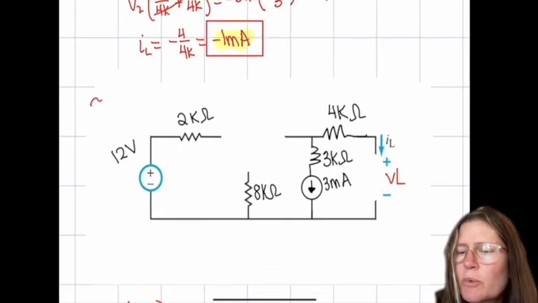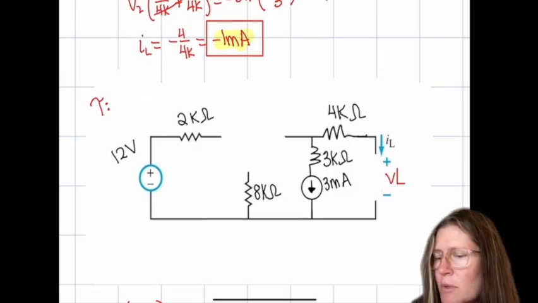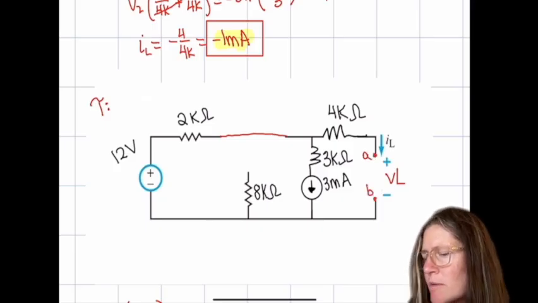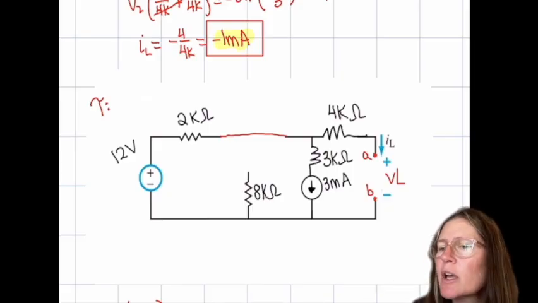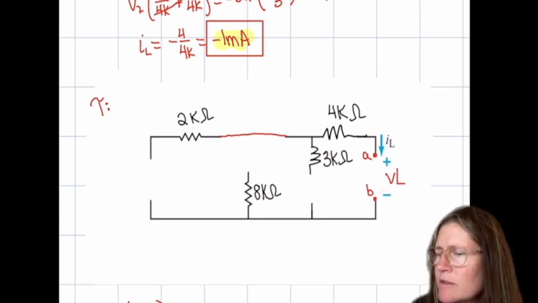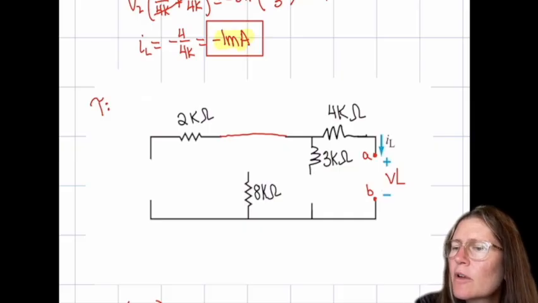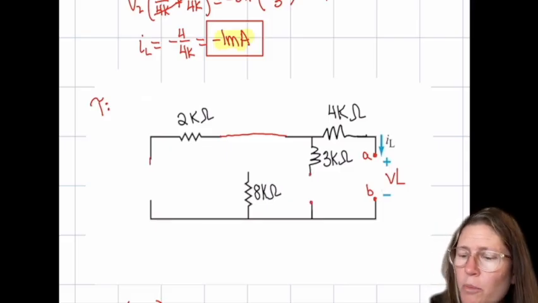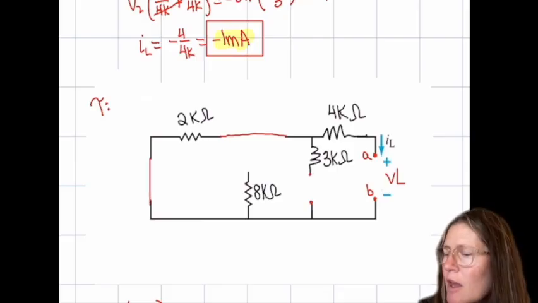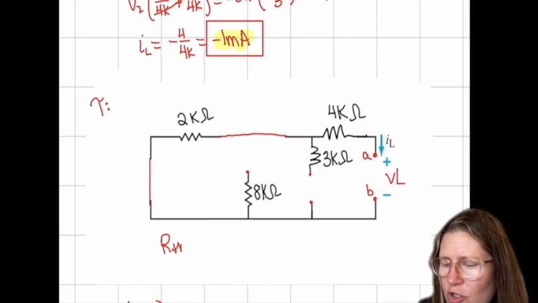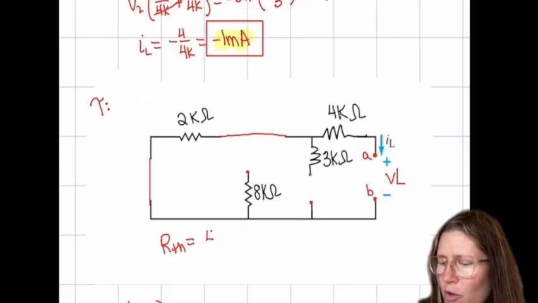So now the last step is to find tau. Again, this is going to be at the final switch position. We take out the element, put A to B, and then we're going to find the pathway between each one, removing the sources. So RTH, this will be an open for the current source and a wire here. And 3K will be floating, the 8K is floating, so then RTH is going to just be 4K plus 2K for a value of 6K.